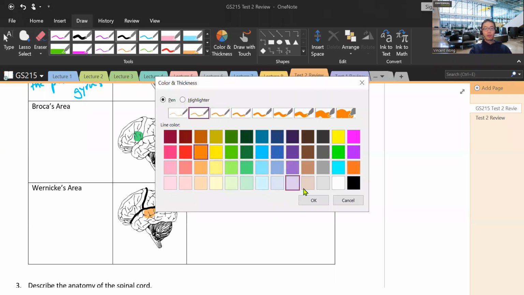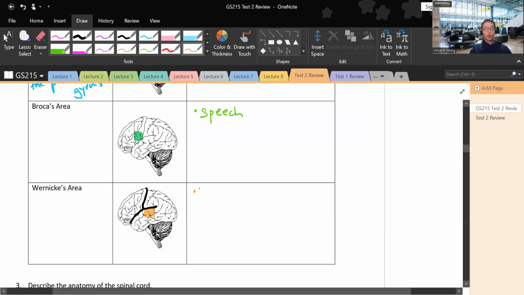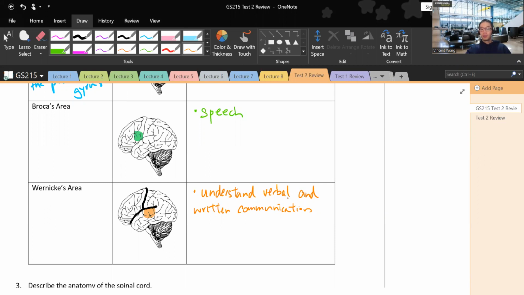And the function of Wernicke's area is to basically understand verbal and written communication. Not just to understand what you're hearing, what other people are saying, but also understand what you're reading as well. All right. So that's the four main areas that we talked about.